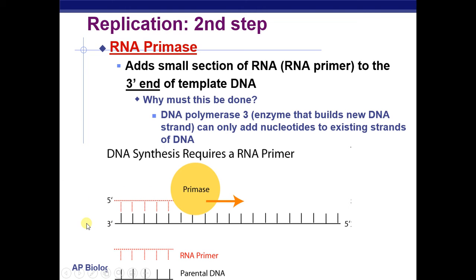The reason that needs to be done is the main attraction of this show, this enzyme called DNA polymerase 3, can only add new nucleotides to an existing strand of DNA or RNA. So that enzyme requires this primer of RNA to get started. So primase is adding the primer. Look right here. Here's the unzipped, unwound DNA in the black, and the dotted red is that RNA primer that primase is putting down right there. So step 2, RNA primase adds an RNA primer to the 3' end of our DNA template.